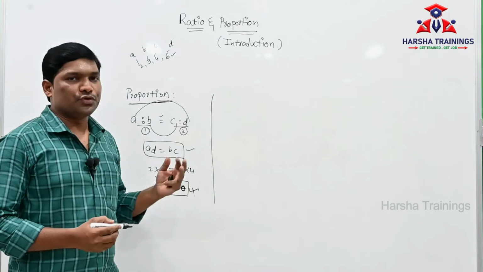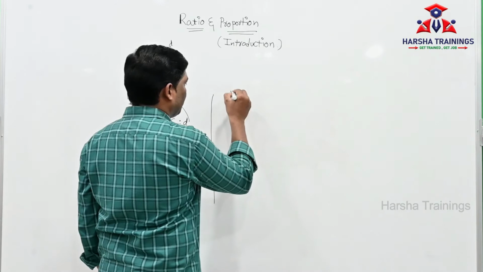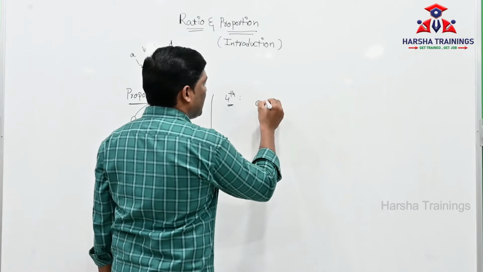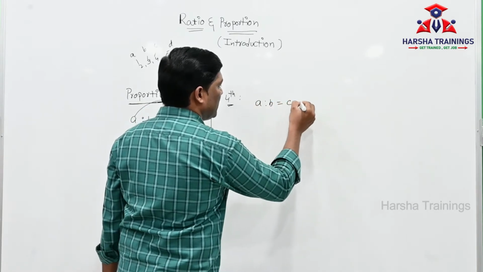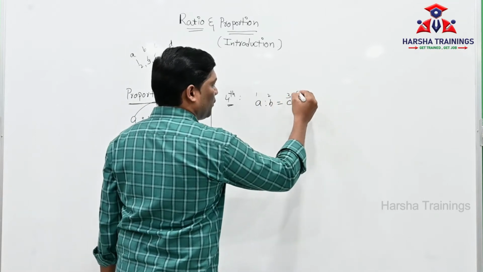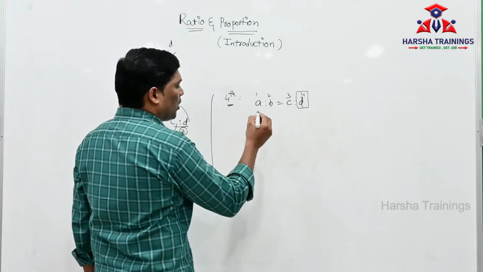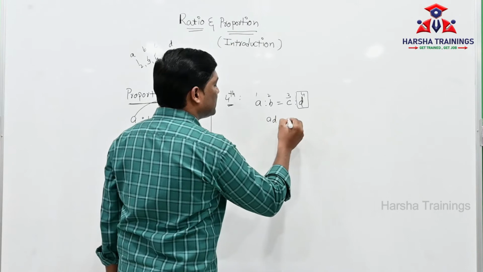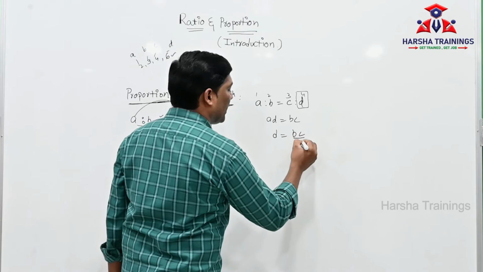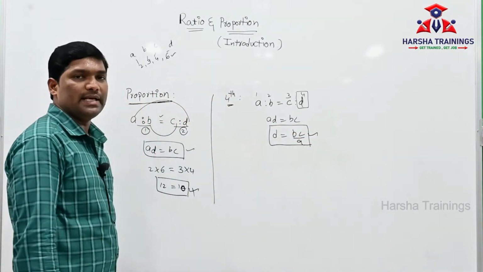In this proportion, 3 points are very important guys. The first point is the fourth proportion. The fourth proportion: A is to B is equal to C is to D, that is 1, 2, 3 and 4. Fourth proportion means find out the D value. The proportion formula is AD is equal to BC, so D is equal to BC by A. That is the fourth proportion formula, D is equal to BC by A.